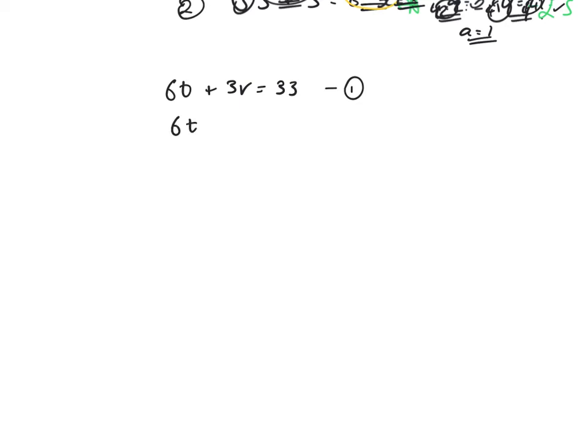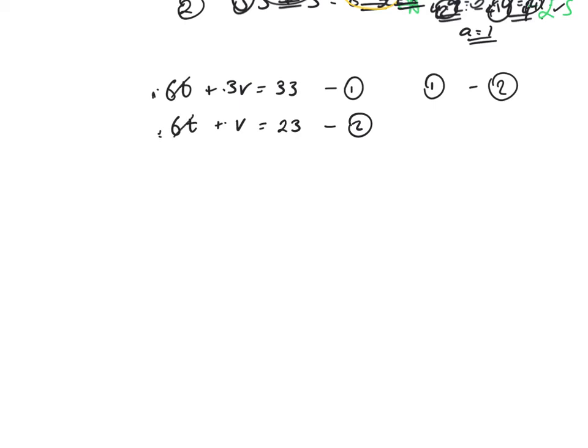And 6t plus v equals 23, equation 2. Okay, what one am I going to look to eliminate? Is it going to be v's or t's? Well, it's definitely going to be easier to eliminate t's. Okay, so let's do equation 1, take away equation 2.